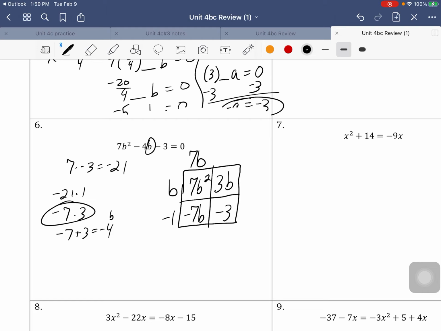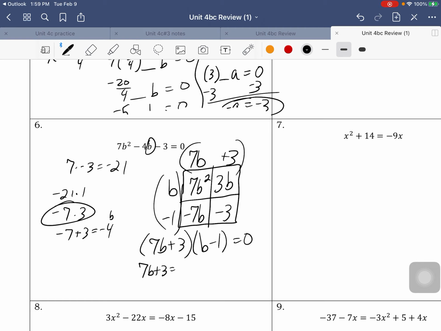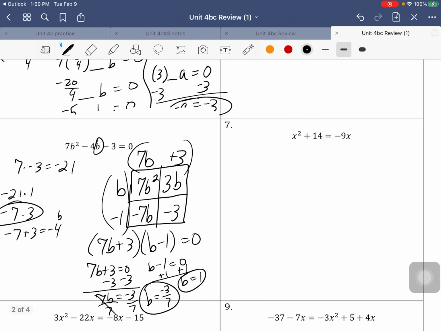And let me just check to make sure what else I got going on here. Yes, okay, we're right. And the last column would be 3. So it'd be 7b, that's a positive 3, and b minus 1 equals 0. So we set each factor equal to 0 and solve. So b is going to equal negative 3/7, and b is going to equal 1. So those are your two solutions.